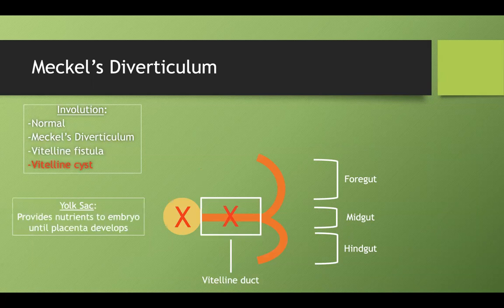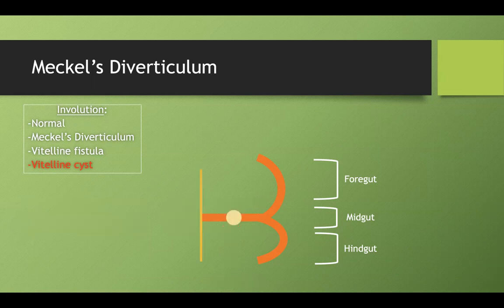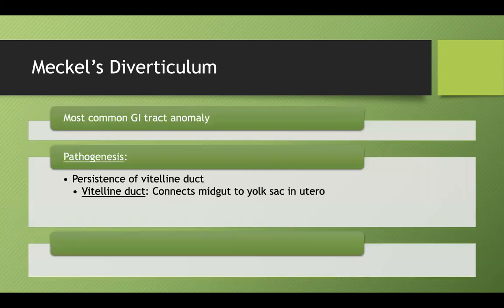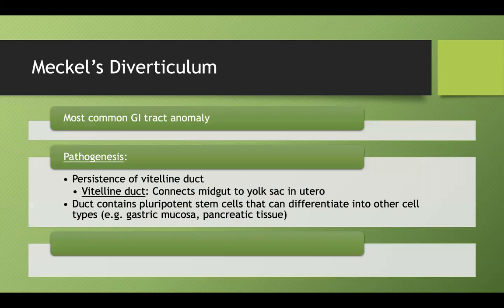And the last thing they sometimes test are vitelline cysts. This is where instead of involuting, you can get a cyst form. It could be anywhere along the vitelline duct. So sometimes it'll be pressing against the abdomen and you can palpate a vitelline cyst if you palpate around the belly button. Something to keep in mind is that the vitelline duct contains stem cells that can differentiate into other cell types, like gastric mucosa, pancreatic tissue. And we'll get back into why that's important when I talk about how Meckel's diverticulum usually presents.